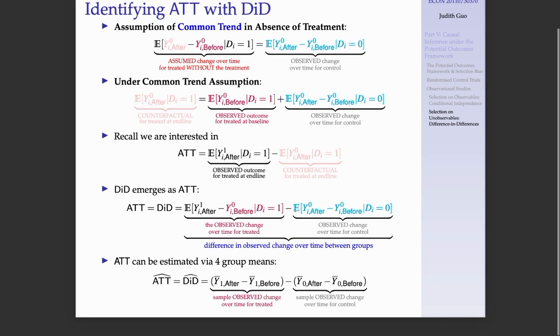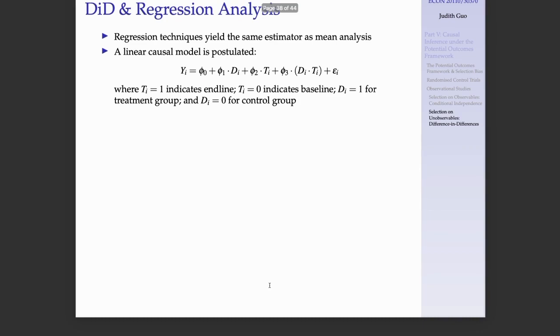Then, given we know that the ATT can be identified using 4 means, we can estimate them using 4 group means. So we estimate them using the sample observed change over time between the treatment and the control group. So this is how we can recover the ATT using simple means comparison. But how does that relate to regression or the causal model that we've been looking at?